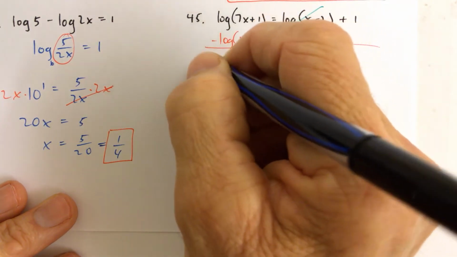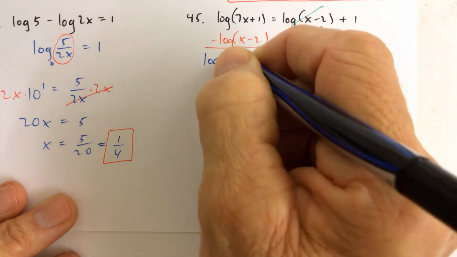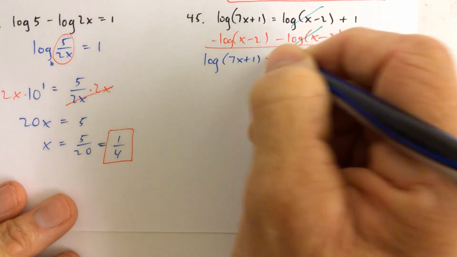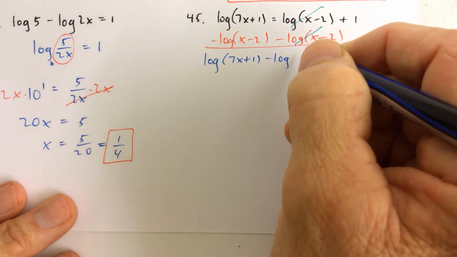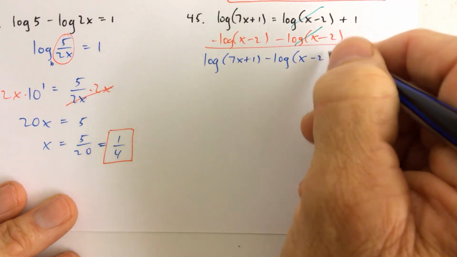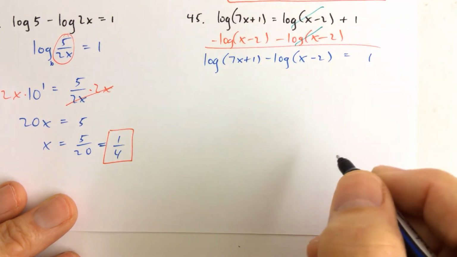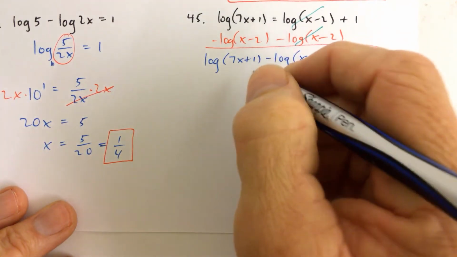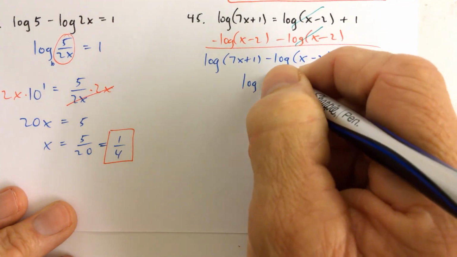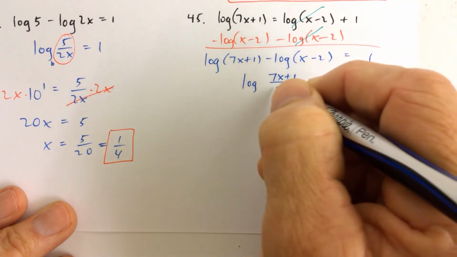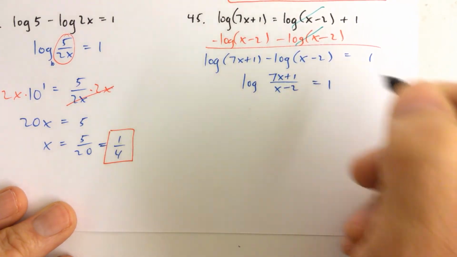I'll rewrite that, log of 7x plus 1. We know that we can use the quotient rule there, but I'll rewrite it so we know where we're at. Now we have the difference of logs, so we can rewrite that expression as the log of a quotient. And the log of a quotient is now equal to a number.